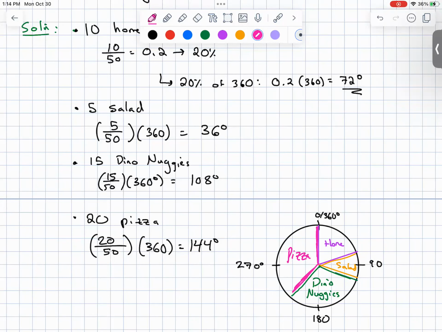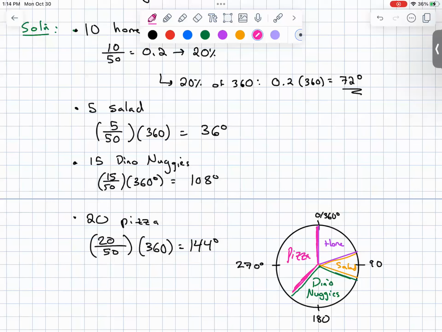So that's how we find each of those subsections. Now, what would be more important is interpreting the data. So like, what percentage of students like pizza or Dino Nuggies? You add up those two percentages, which would usually be given. Or what percentage difference between pizza and salad, that type of thing. So that's how we could create one, and then we could ask plenty of questions on top of that. Is that okay? Any questions on that?